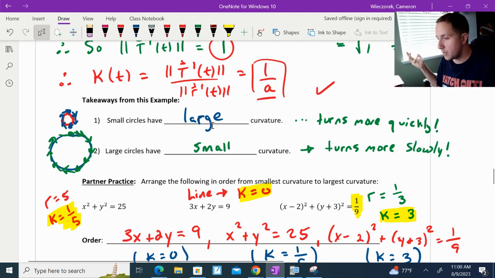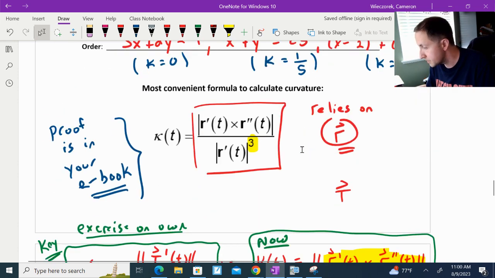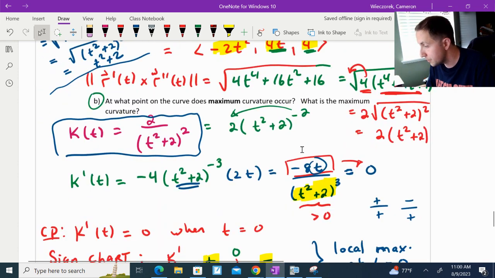So any circle I give you now on a quiz or test, that'd be a good question. I could give you a circle and ask you to give me the curvature. Just realize that small circles have large curvature and large circles have small curvature. It's a reciprocal relationship. So that's one of the biggest takeaways from this video.